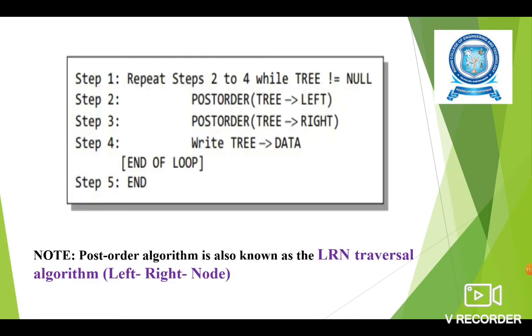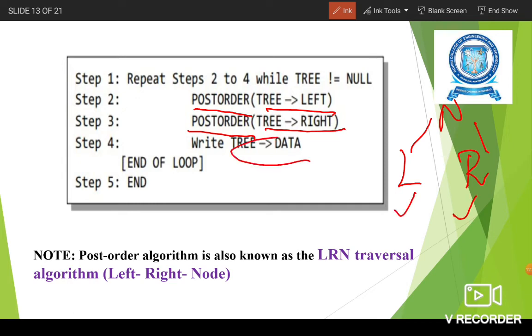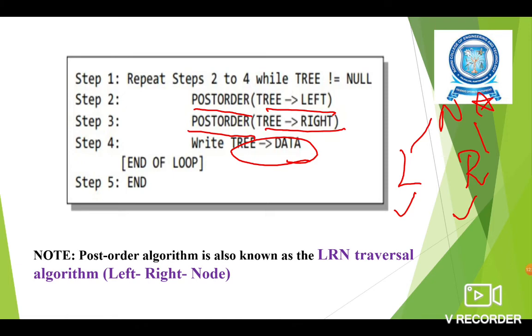So we move on to the steps. What is postorder? Left, right, then the root node. The other name of the postorder algorithm is LRN traversal algorithm, that is left, right, node. Node is nothing but the root node. We are calling the postorder function for its left subtree, then calling the postorder function for its right subtree. After traversing the left subtree and the right subtree, we are printing the root node data. So that's about postorder traversal.